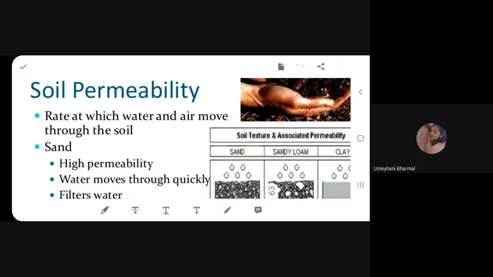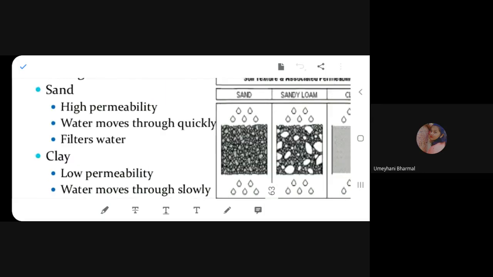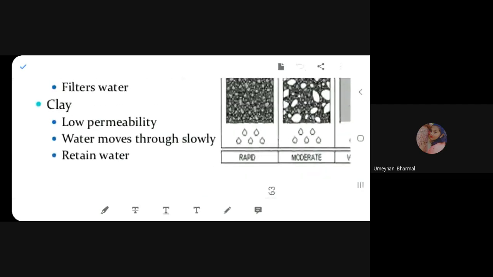Rate at which water and air moves through the soil. Okay. Sand: high permeability. Permeability. Water moves through quickly. Filter water. Clay: low permeability. Water moves too slowly.